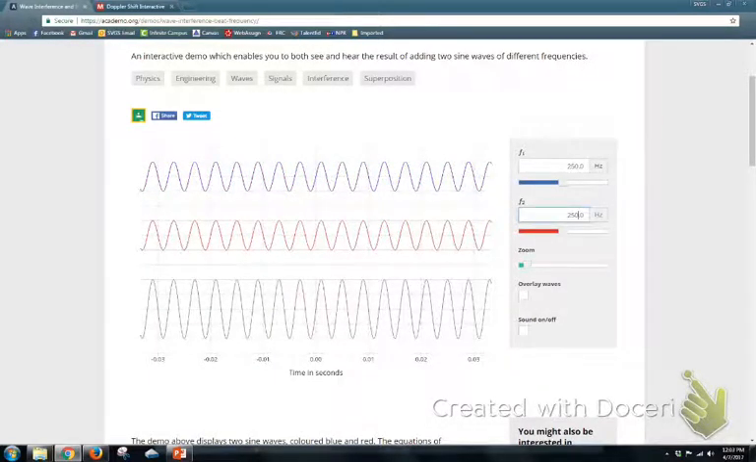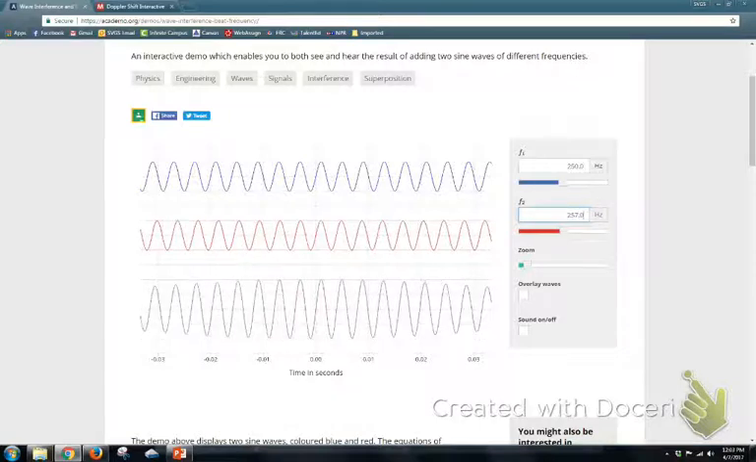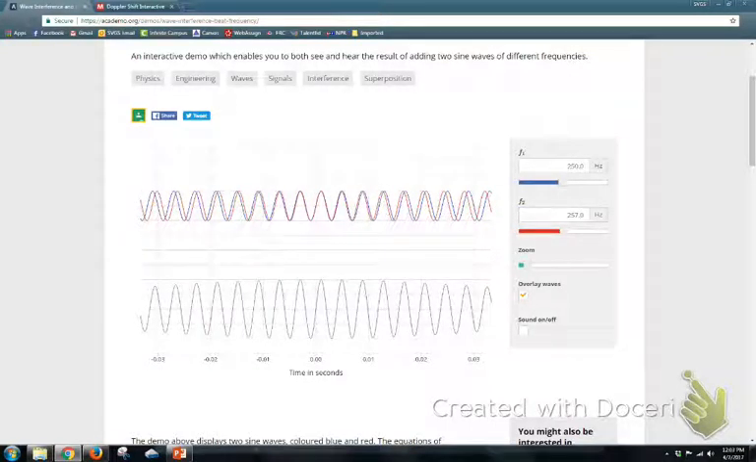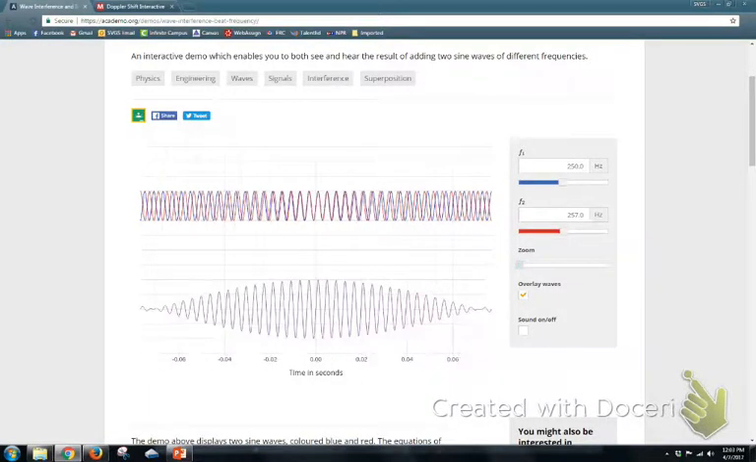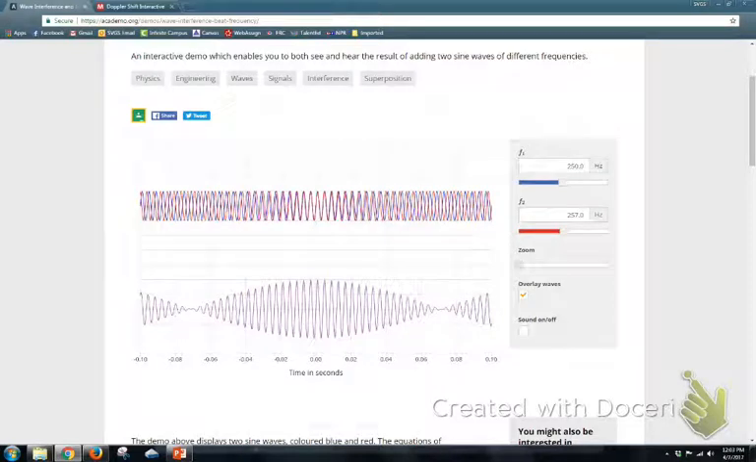But if I change this one to, let's say, 257, you start to hear a crazy phenomenon of beats not quite lining up. Now the reason for that, if you look at them on top of each other, is one wave has a slightly longer wavelength and they slowly get out of phase. Then they destructively interfere for a bit. Then they slowly get back in phase.